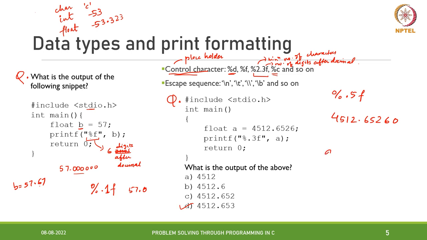So you have A is equal to 4512.652 and you want percentage point 5f, right? So you will have it like this. The answer will be this. So you will have two zeros after that.